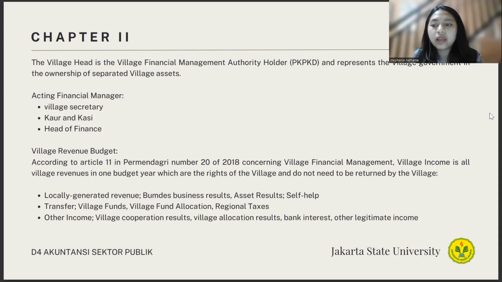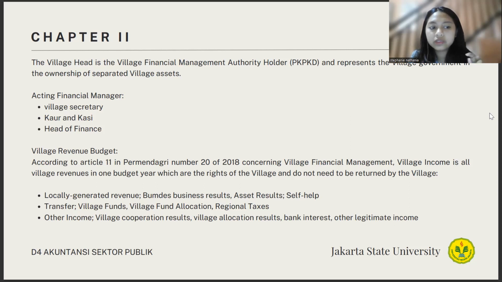Village income is all village revenues in one budget year, which are the right of the village and do not need to be returned by the village. There are three categories of village revenue. First is locally generated revenue. In locally generated revenue, there are also BUMDes business results, asset results, and self-help for the village.